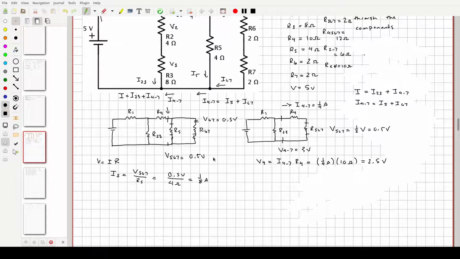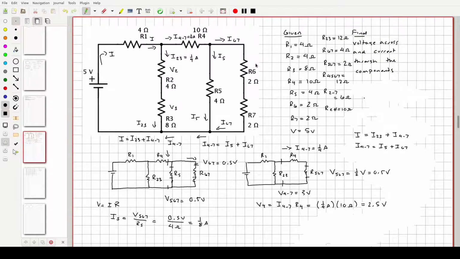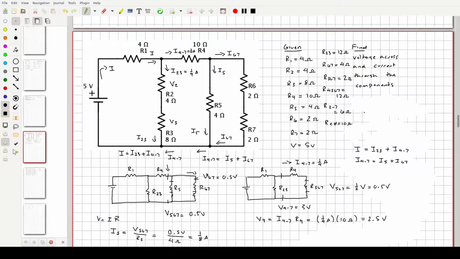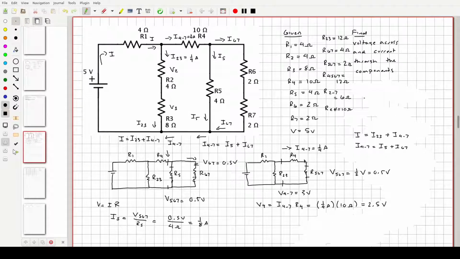So really, if you think about it, the current that's going through here doesn't change, but the voltage is being distributed across here. So this is I67, and we just found I5. So we know what I5 is. We know the current going in, that was I4 through 7. I4 through 7 was a quarter of an amp.